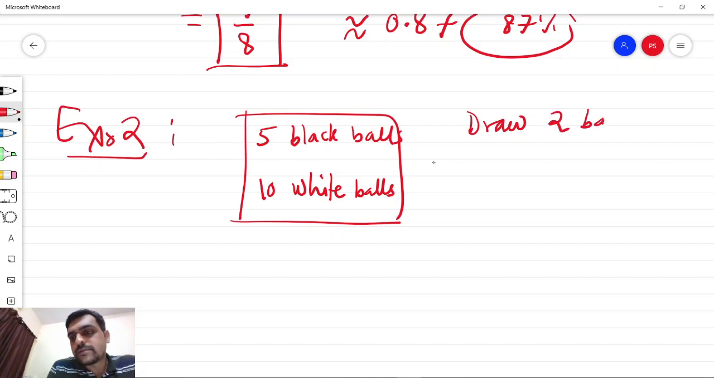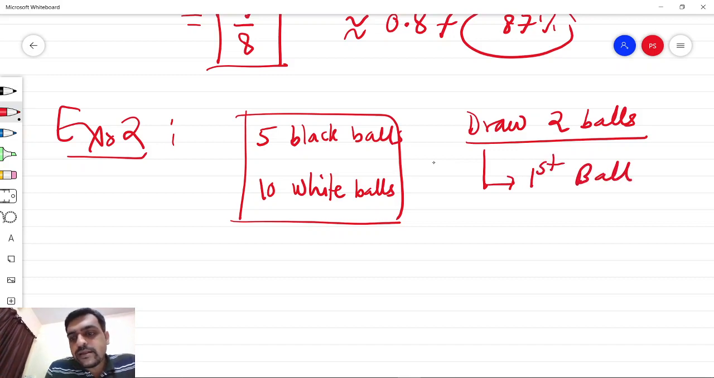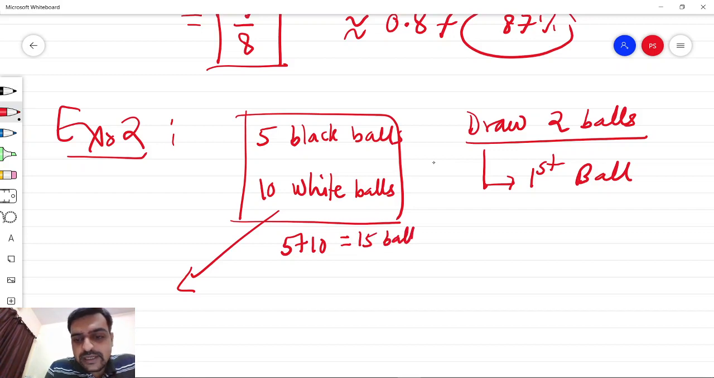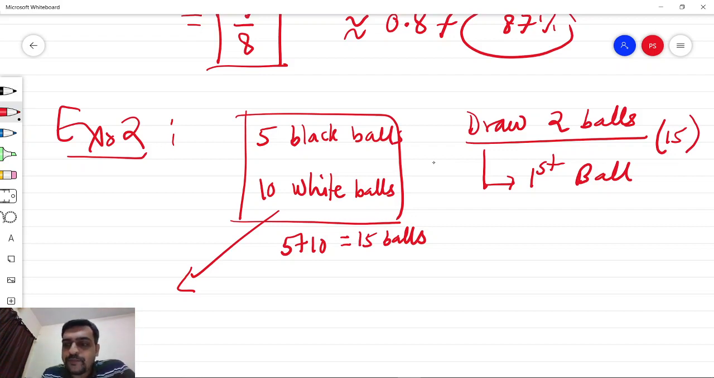Draw 2 balls. So let us draw the first ball. In the initial stage there are total 5 plus 10 equal to 15 balls present. We are going to draw the first ball, and then without keeping it again inside the box or replacing it, we are going to draw a second ball.